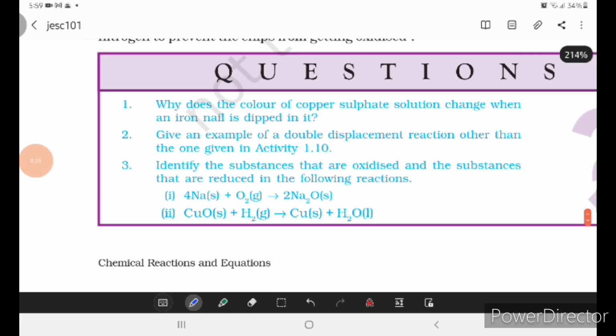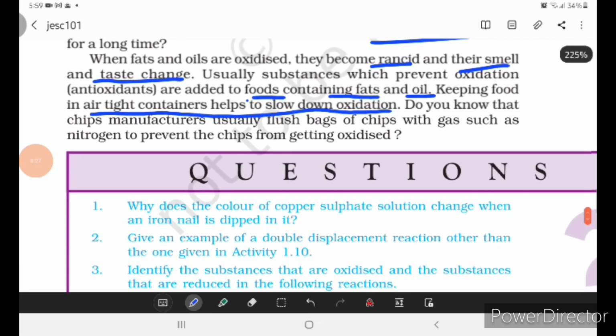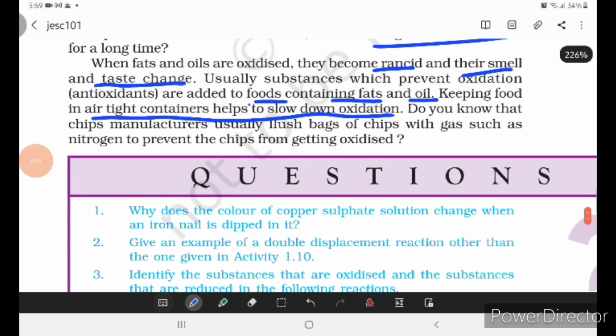We also see this with chips packets, which are not filled with chips alone but with air. That is because the oils present in the chips get oxidized if there is oxygen in the packet. That's why they are filled with nitrogen, in order to prevent oxidation.